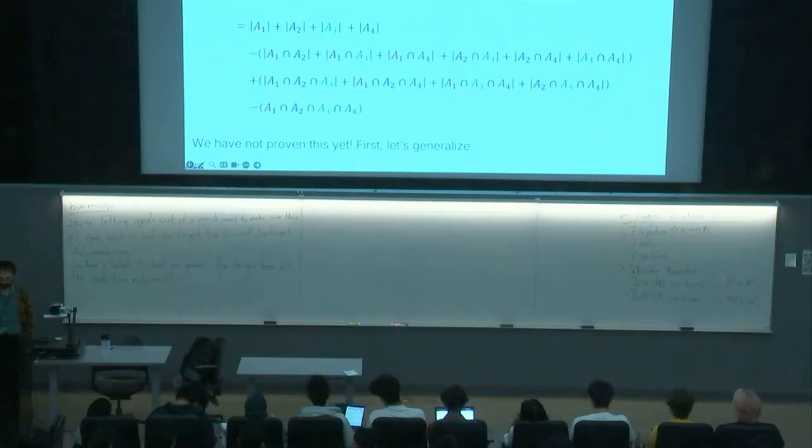Okay? So let me convince you, unproven, that this formula is what we had before. This formula right here is the same as this one right here. This is the sum of the individuals minus the sums of the pairwise sizes plus the sums of the 3-way sizes and so forth. It is the same formula, right?